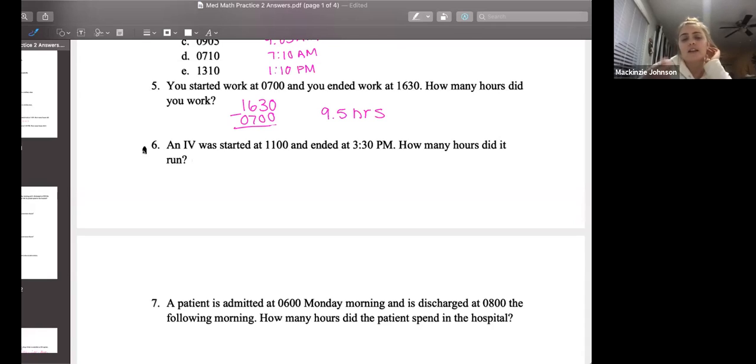I wish I had a whiteboard to write on, but if you started at 7 a.m., 0700 hours, and ended work at 1630, you just take the biggest number and subtract. I like to look at them as a math problem. So it's going to be 9.5 hours. That's exactly how it'll look on the exam, and you'll literally just write 9.5 hours.